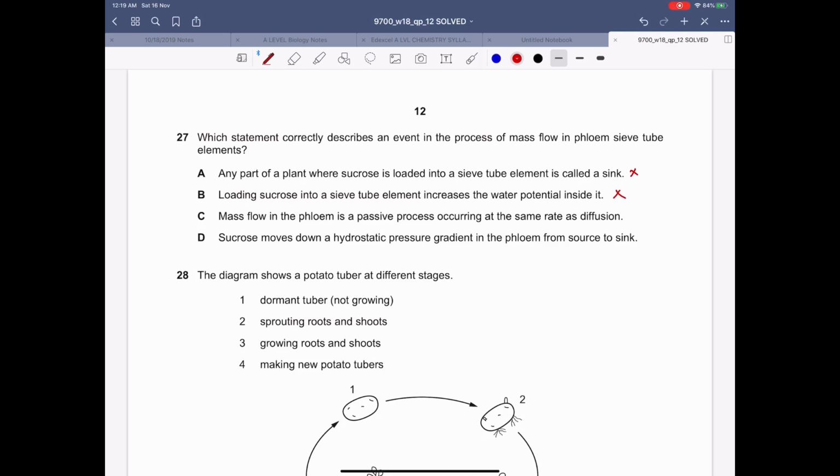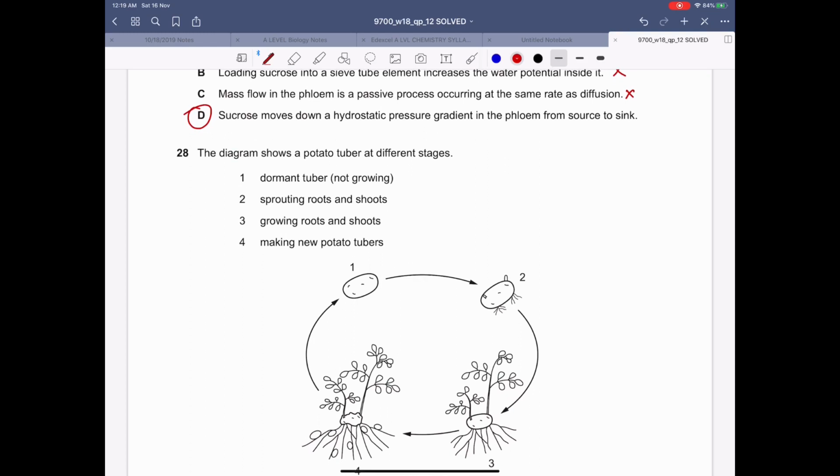Mass flow in the phloem is a passive process occurring at the same rate as diffusion. Cannot tell. Sucrose moves down a hydrostatic pressure gradient in the phloem from source to sink. This I would prefer as the correct statement. Mass flow in phloem is a passive process. We can't tell that because it occurs due to a pressure gradient.